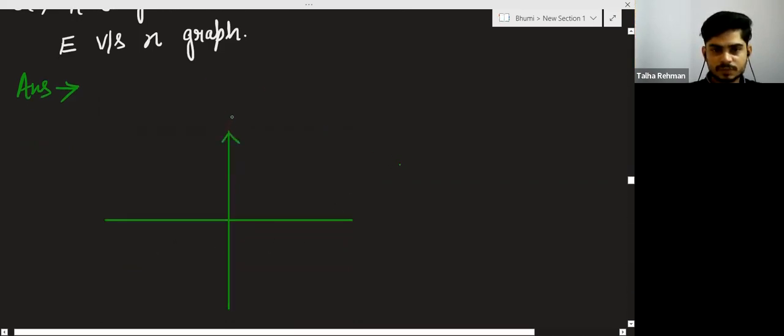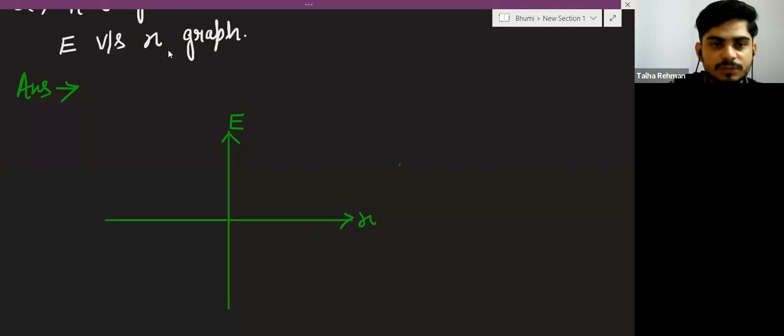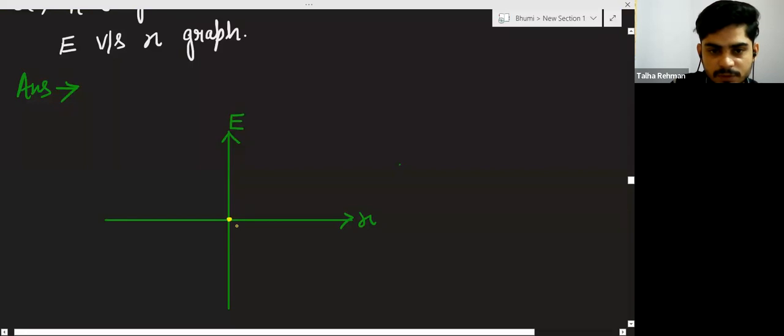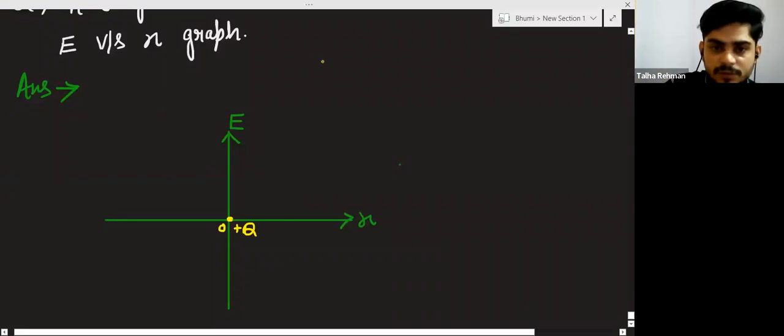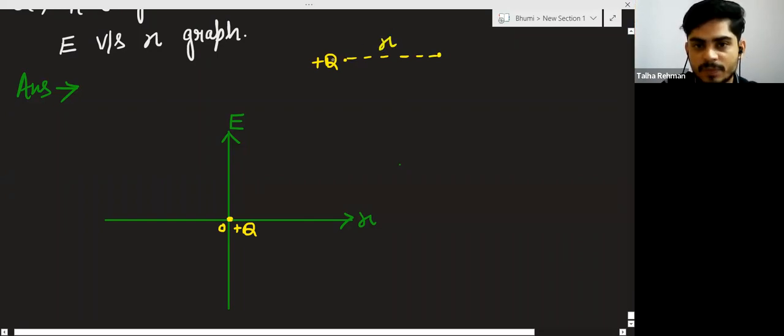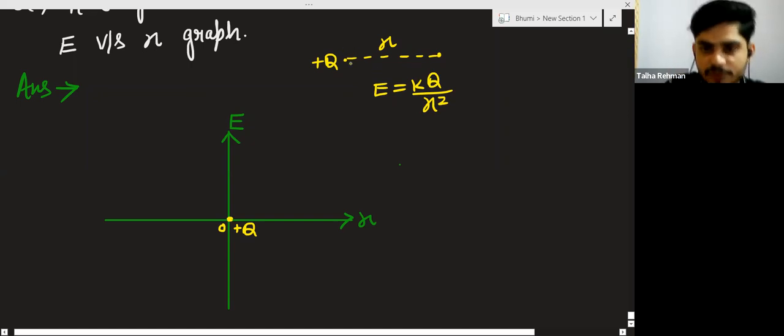So here is electric field in this axis, and here is X. A positive charge, plus Q charge, is placed here at origin. And we know that due to a plus charge, if I want to calculate the electric field at a distance X from it, the electric field is equal to KQ divided by X square. X is some distance from this point charge.